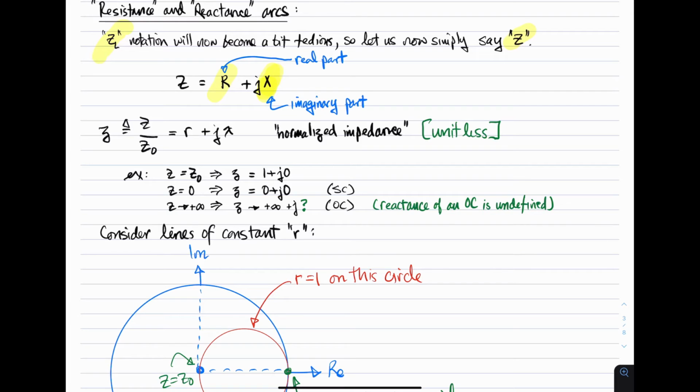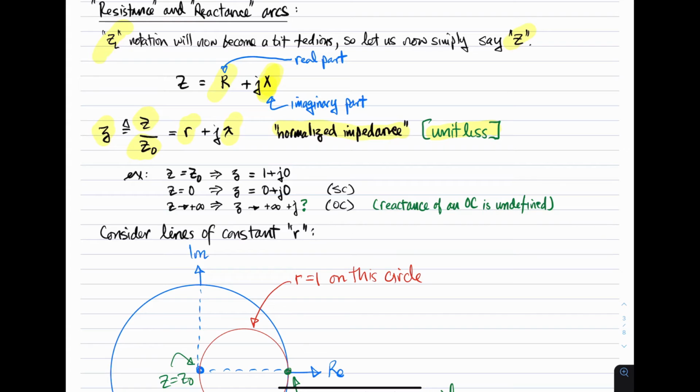The next thing we'll do is take that value z and divide it by z sub naught, and we'll call this little z. Little z is the normalized impedance. Note the normalized impedance is unitless because we're dividing ohms by ohms, so we get a unitless quantity. And this again has a real part and an imaginary part, so we'll call those little r and little x respectively.